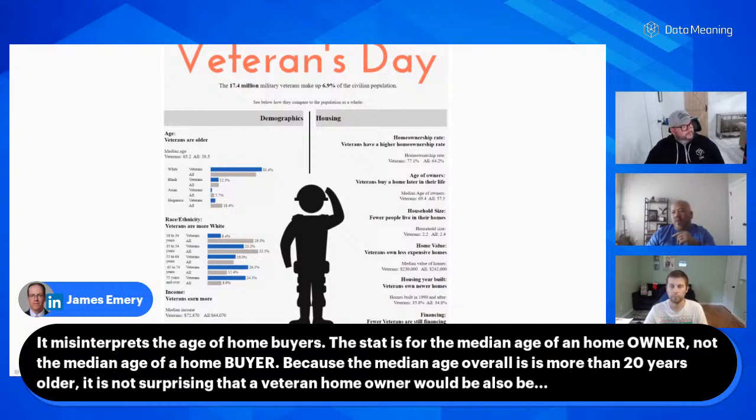the VA loan stuff. Closer to the bottom right, or middle right, it says veterans own less expensive homes. If most veterans are doing a VA loan with zero down, it means your payment's going to be bigger. So I would maybe want to see whether that's what's making the median value of veterans' homes lower, something like that. Yep. Correct.